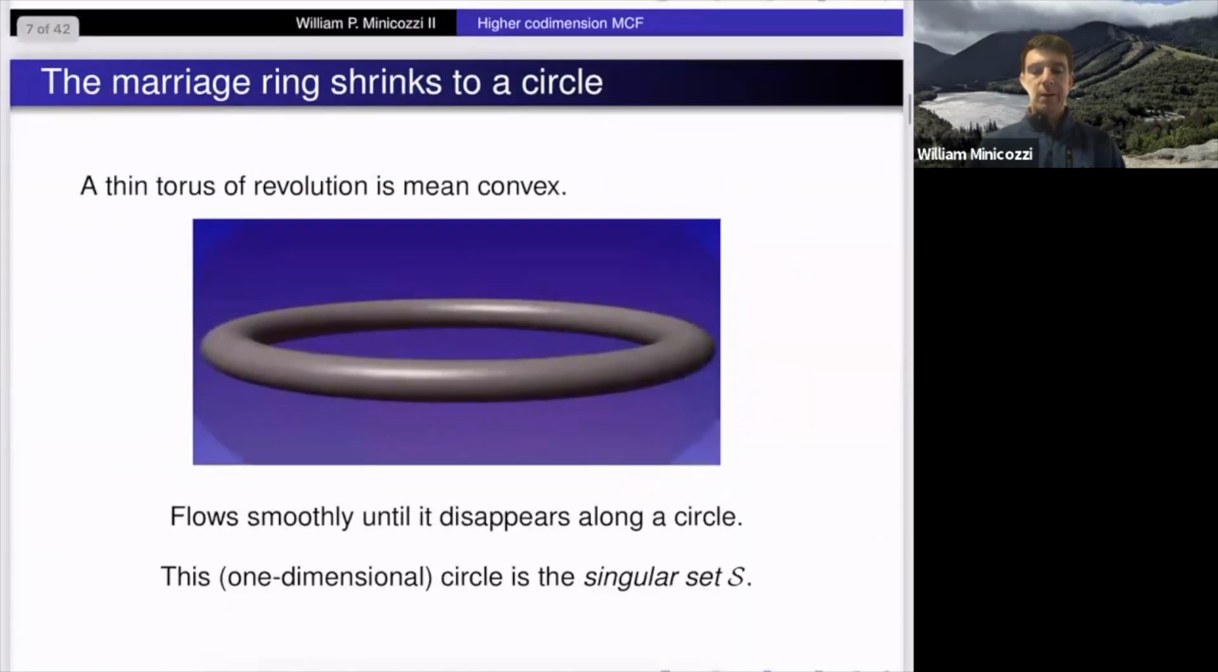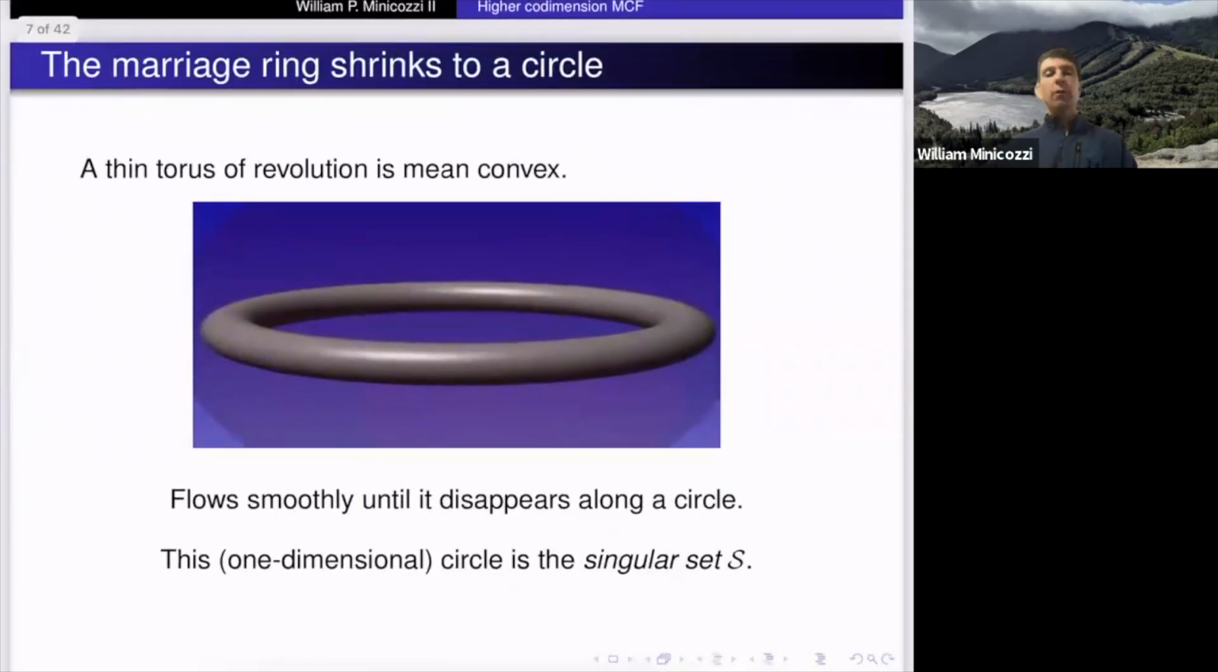Okay. So now once you leave the convex world, things get more complicated. So I've drawn here a picture of a snapshot in time of a surface. This is called a marriage ring. It's a thin torus of revolution. And if you make it thin enough, it's mean convex. What mean convex means is the mean curvature has a sign. So this is a surface, so there are two principal curvatures. And it's obviously not convex, so they aren't both positive. However, the sum of them is positive, which means it's mean convex.